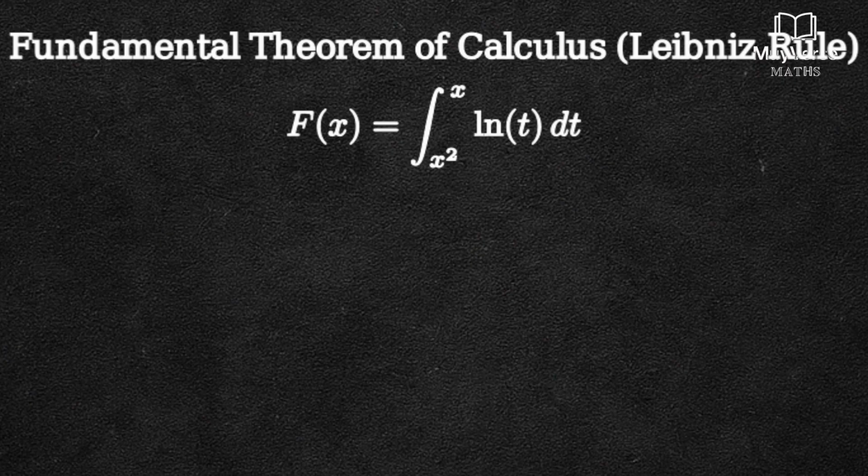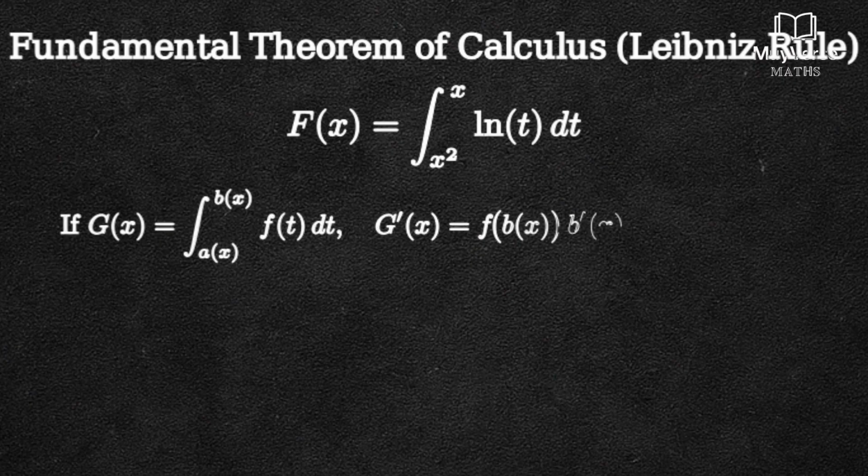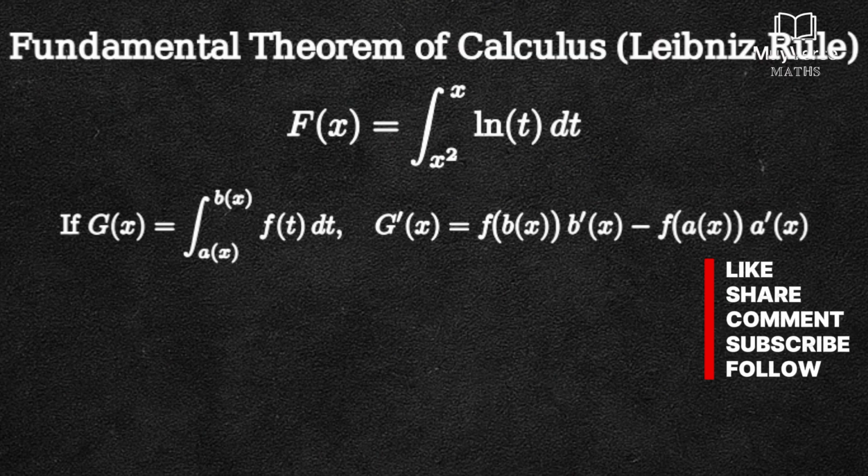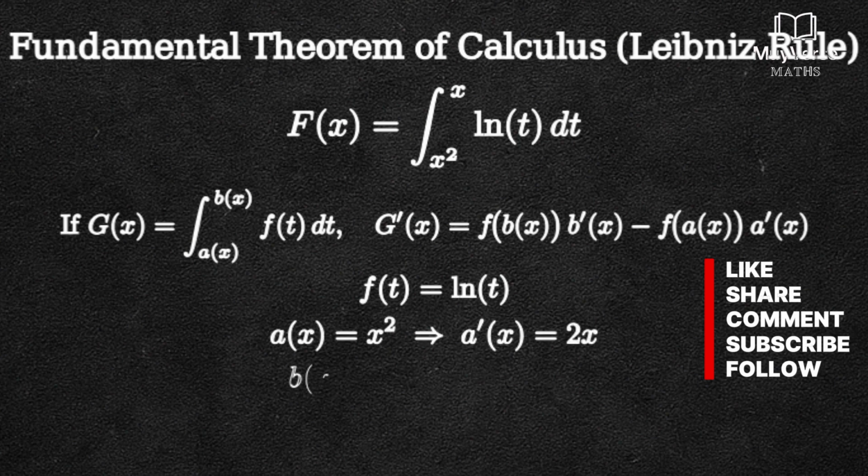Step 1. Recall the Leibniz Rule. If big G of x equals the integral from a of x to b of x of f of t dt, then the derivative g prime of x equals f of b of x times b prime of x minus f of a of x times a prime of x. Now, let's identify the pieces for our problem.